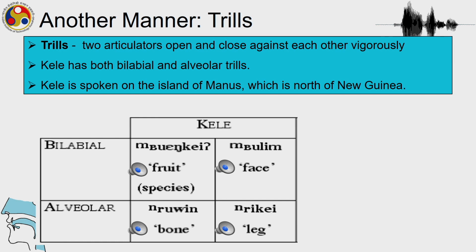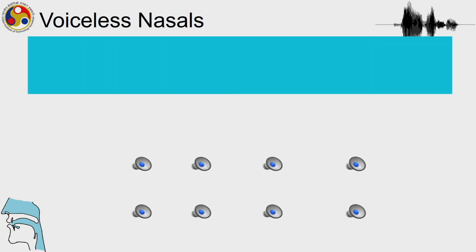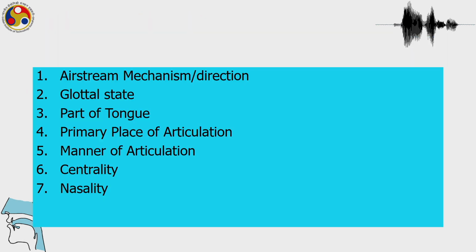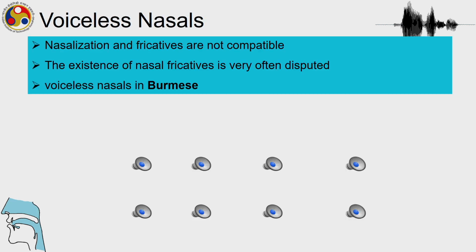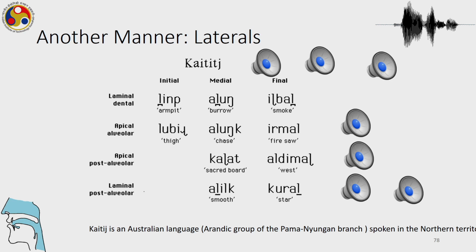So another aspect is that of central versus lateral, which we talked about when we were talking about the properties of consonants, centrality. So there can be another property, not exactly a manner, but a property of laterals. So this is Kaititj, an Australian language. It's of the Arandic group of the Pama-Nyungan branch, spoken in the Northern Territory.